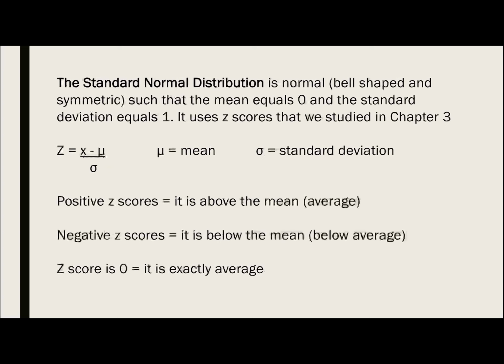So as a reminder, z takes the number, subtracts the mean, and divides by the standard deviation. A positive z-score means it's above the mean, because if you subtract and get a positive, that means the first number was bigger. Negative z-scores are below the mean, below average, because if you subtract and get a negative, that means the first number was smaller than the second number. If the z-score is 0, it is exactly average, because if you subtract and get 0, that means the two numbers were the same. So x is an actual number, and then the mean and standard deviation.